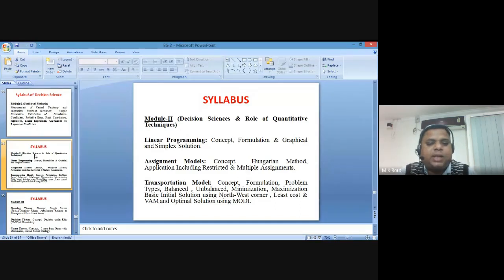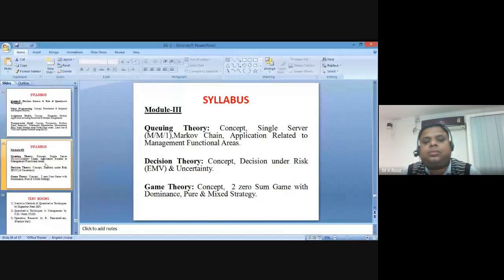And the last part is known as the transportation model. The transportation model includes concept, formulation, problems, and different types of transportation model such as balanced and unbalanced. To get a feasible solution for the transportation model, you are using the northwest corner method, least cost method, Vogel approximation method, and the optimal solution by using the MODI method.